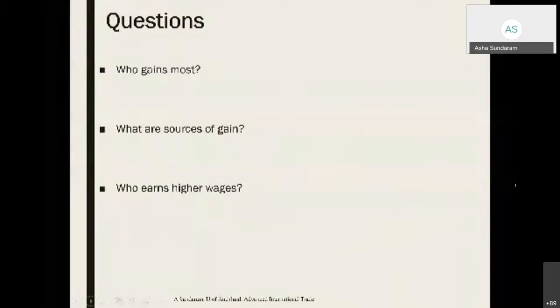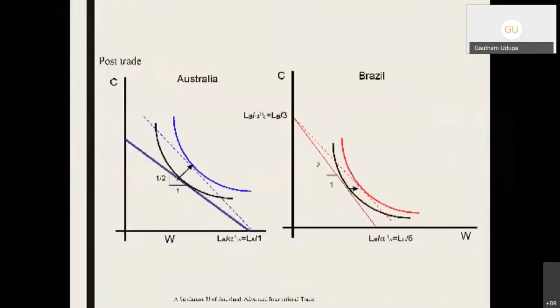So here are some questions. Who gains most? Do you think? Can anyone answer that? So from the Ricardian model, does Australia gain more or does Brazil gain more? So people are saying it's a win-win, both gain, but the question is slightly different. It's asking who gains more.